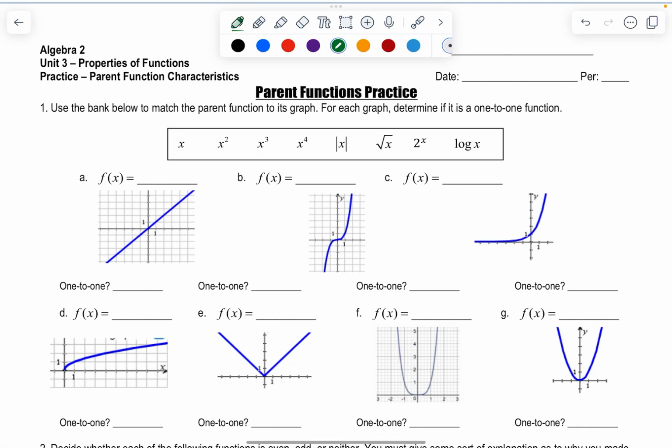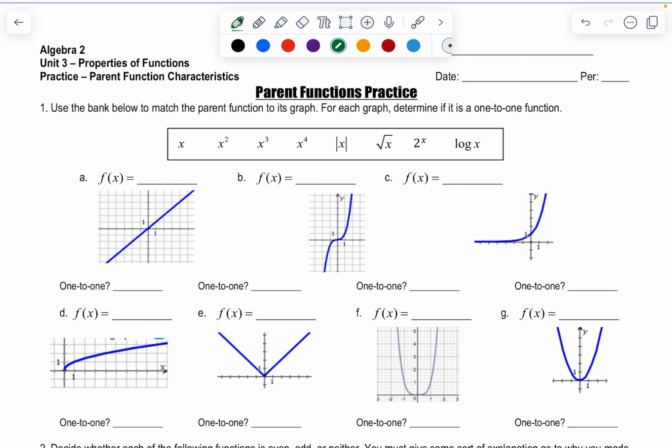Okay, so we're going to look at some parent functions practice here. In this first section, we're going to check two things. One, we're going to match the picture to the parent function, and then we're going to check and see if it is 1 to 1.